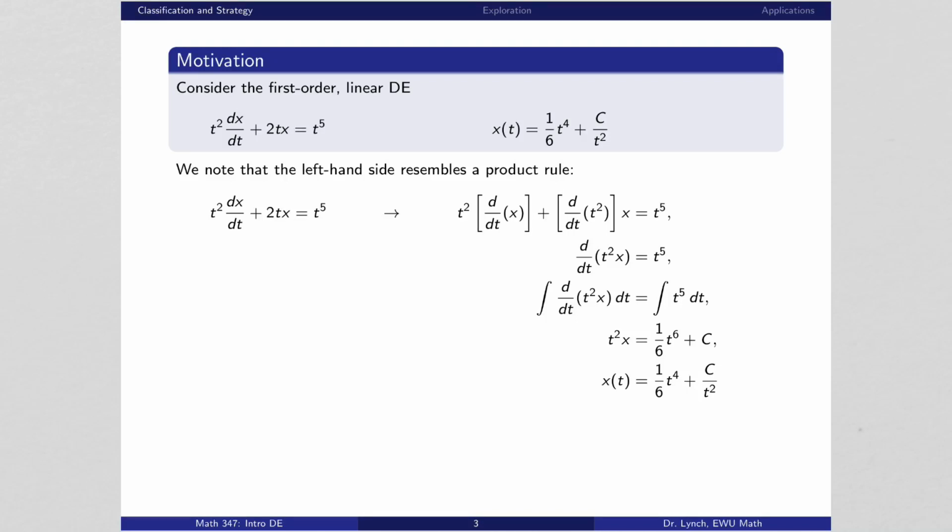So we can write the derivative of the product equal to t to the fifth, and if the derivative of something is equal to t to the fifth, we can integrate both sides to come up with that something had better be 1/6 t to the sixth plus a constant, which allows us to solve quickly for x of t: 1/6 t to the fourth, plus that constant of integration, c over t squared. Now this should look very familiar to us. This looks like a one-parameter family of solutions, and indeed it is the one-parameter family of solutions to this differential equation.